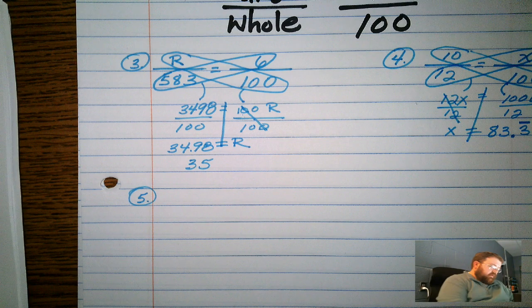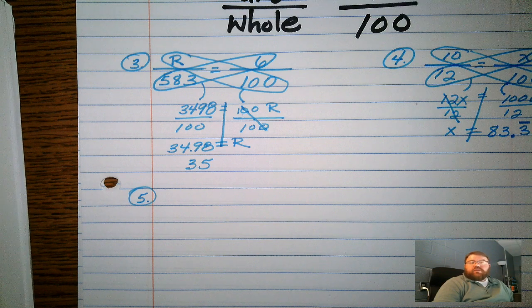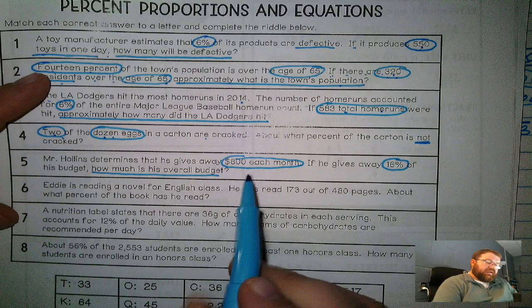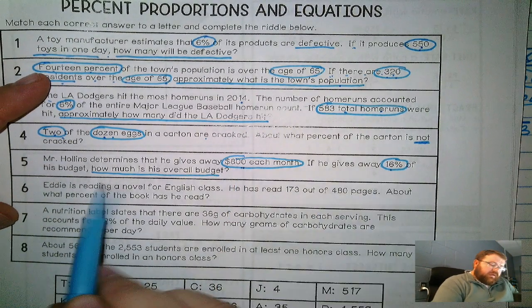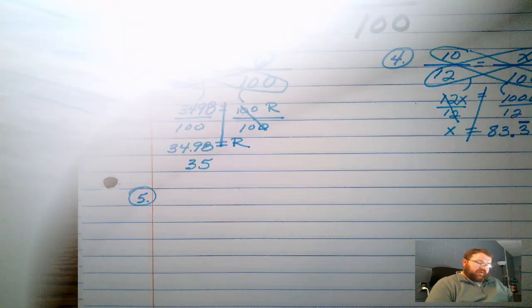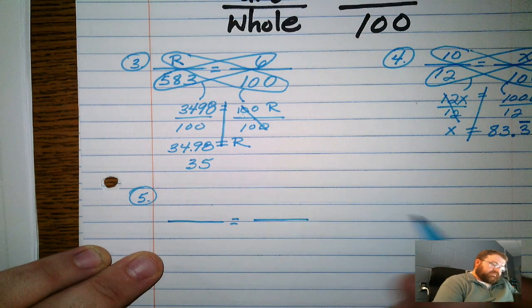Now, I did not put the problem under the document camera because I wanted you to use cubes. I want you to understand what you need to circle, what you need to underline. Now, looking at what I did, we have $800 each month, 16%. How much is his overall budget? That's what your problem should look like. Now I'm going to do line equals line.